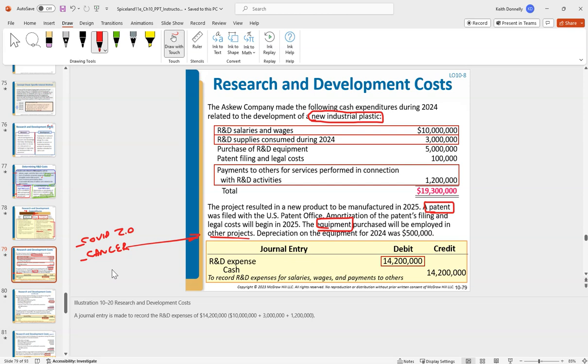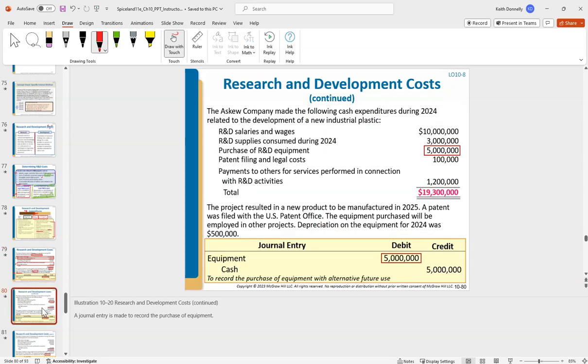The first question becomes, of all these expenses, 1, 2, 3, 4, 5, what is right off the bat R&D? So the salaries, the supplies, and the payment for services performed. That's journal entry 1. Here we go. Debit R&D expense, expense, expense, expense, credit cash. Okay?